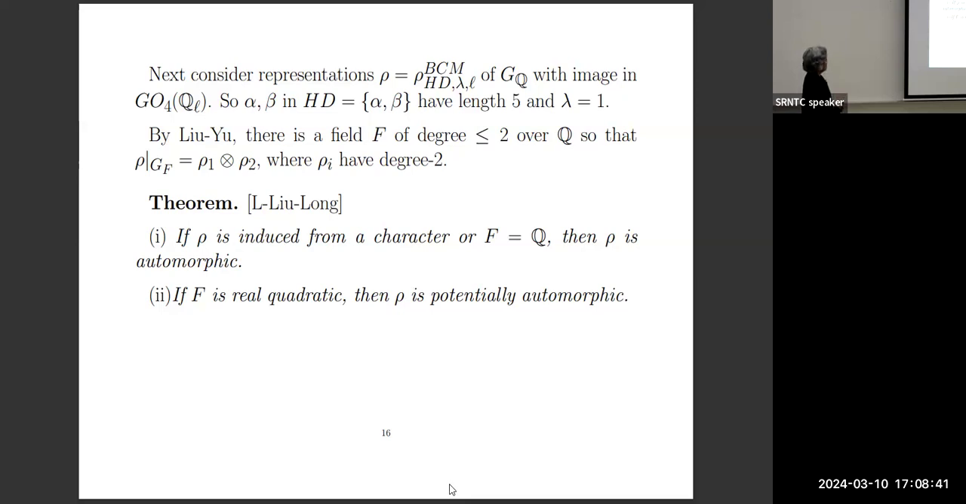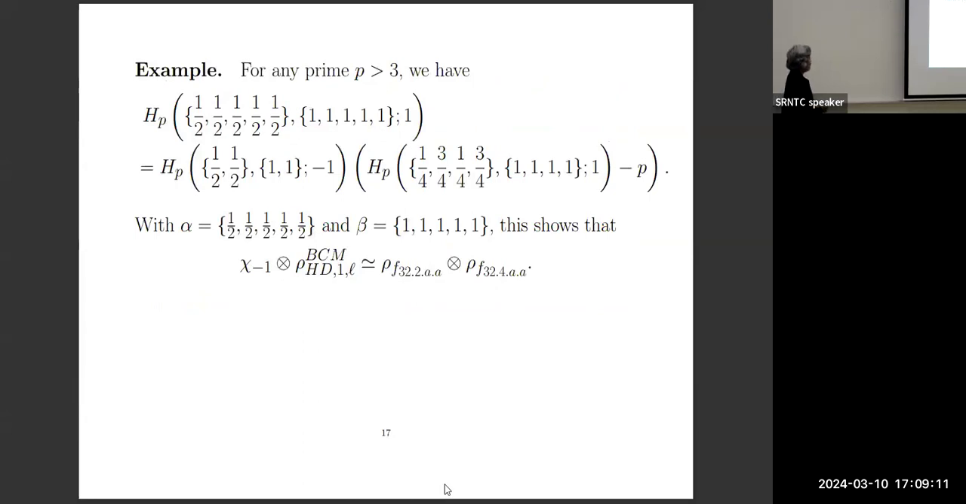Then with Tong Liu and Lin Long, we show that if this representation is induced from a character of a degree 4 extension, or if this field F is equal to Q, then we know for sure that this representation rho is automorphic. If this field is real quadratic, then we know that it is potentially automorphic. So for example, here is one example where the alphas are all the halves, 5 of them, and the betas are all ones.